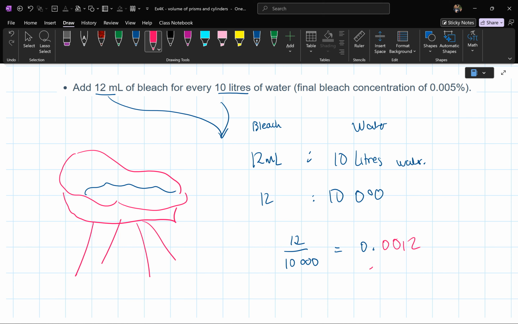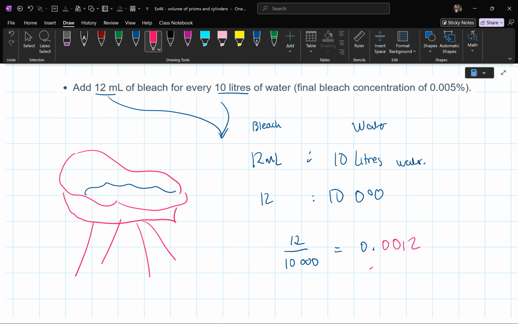So this is what I'm asking. When you're thinking about this, how do you work out the concentration percentage? Now, if you multiply this by 100, you get the final bleach concentration, meaning the total amount of bleach that you could put in there is, you can only put 50 litres of water.